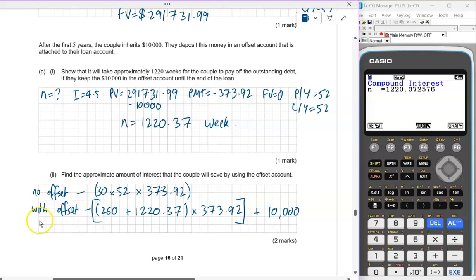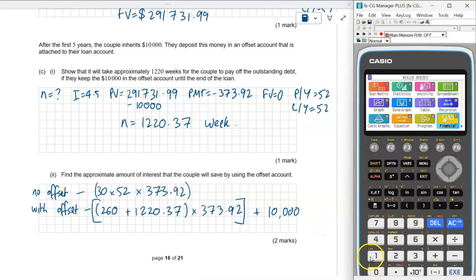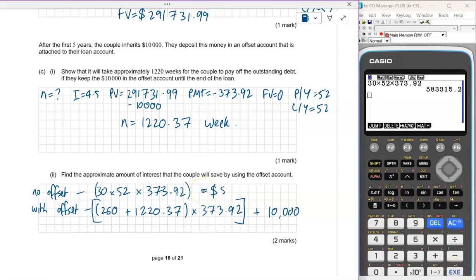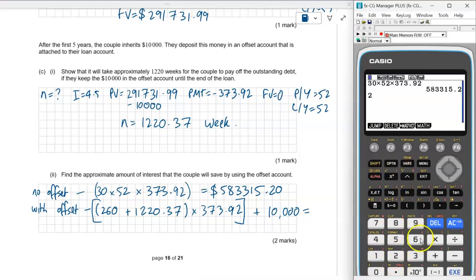So that will obviously be the option that saves them interest. Based on that, let's head into the run function and do these calculations. It's 30 times 52 times 373.92, which gives us a total cost with no offset account of $583,315.20.